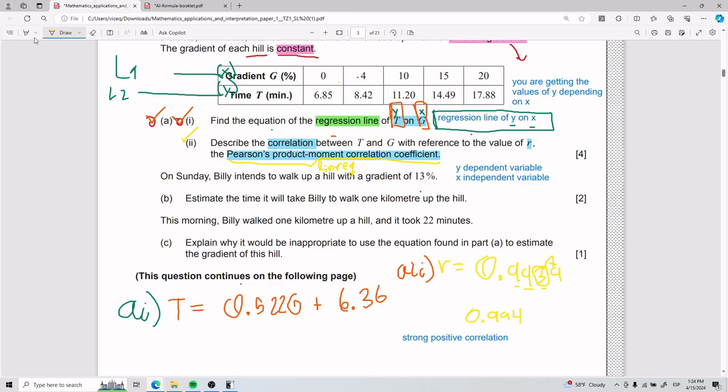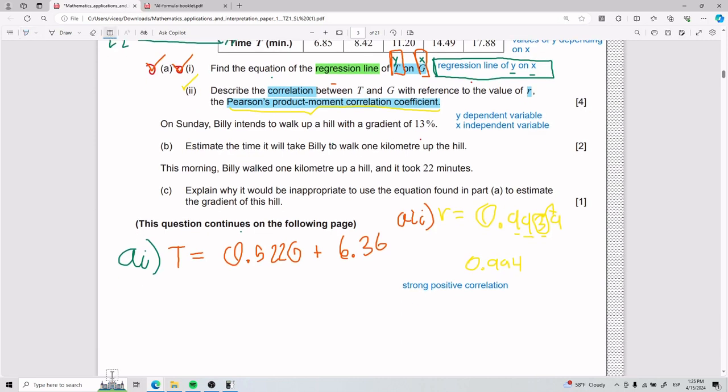Then they tell us that on Sunday, Billy intends to walk up a hill with a gradient of 13%. And so we need to estimate the time it will take Billy to walk 1 kilometer up the hill. Now this is pretty standard, but you have to really be careful on what is X, what is Y, and substitute correctly. So basically, for part B, what we're getting handed to us is that our good old friend Billy has a gradient. He knows he's going to go up a hill with a gradient of 13%. How much time does he take?